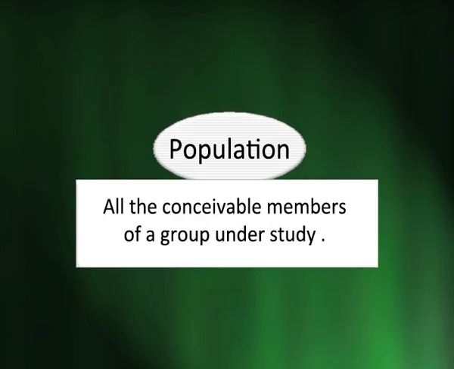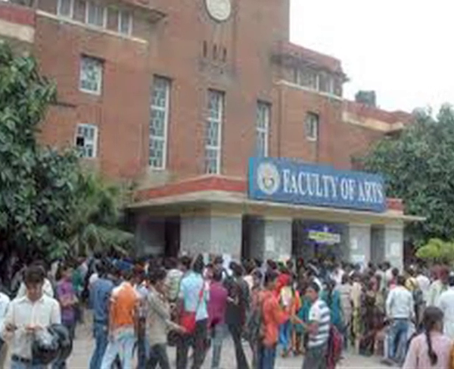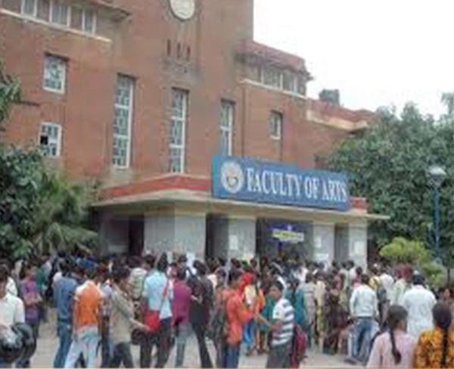These days, the main use of statistics is to draw inferences about the unknown parameters of the population by selecting a representative sample from this population, studying only the sample, and then drawing inferences about these population parameters. Here, population means all the conceivable members of a group under study. For example, the total number of students admitted in a university constitutes a population for an educational survey.